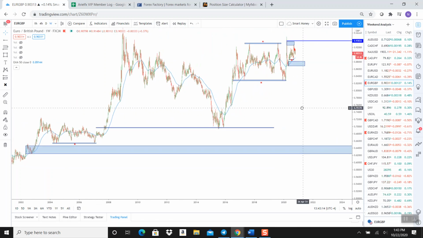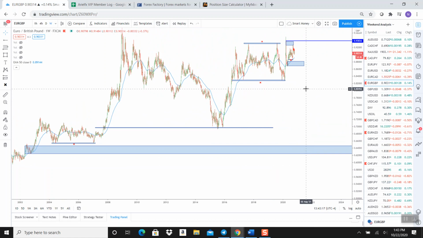So that is thousands and thousands of pips away, but it is a possibility. But we're still looking for buys. We still are in an uptrend. So we do have to take into consideration that.